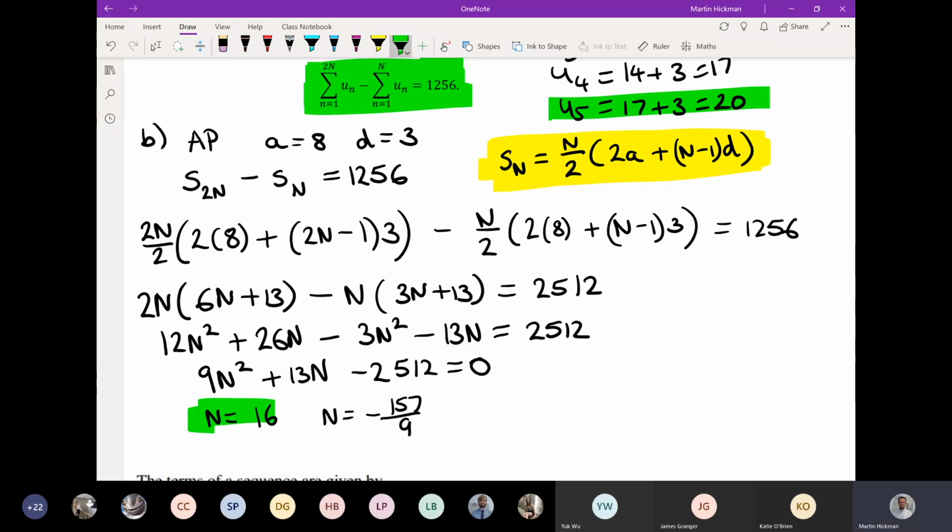n has to be a positive integer, so I just take n equals 16 as my solution here. The minus 157 over 9 is not an integer and it is not positive, so I wouldn't take that as a solution. So let me know if you've got any questions there.